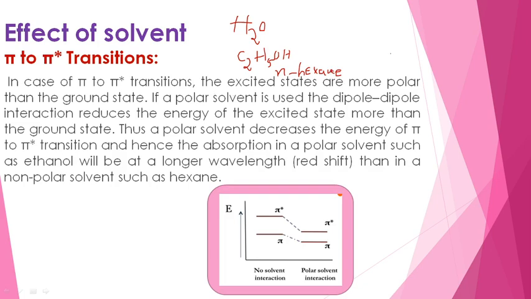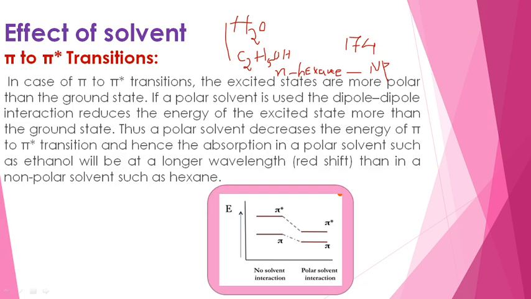They all give absorption at about 170 to 180 nanometer, almost 174 nanometer, so they can be taken as solvents. Among these solvents, water and ethanol are polar solvents and N-hexane is a non-polar solvent. So this is the non-polar solvent. Now let us see the effect of solvent on the UV visible spectra.